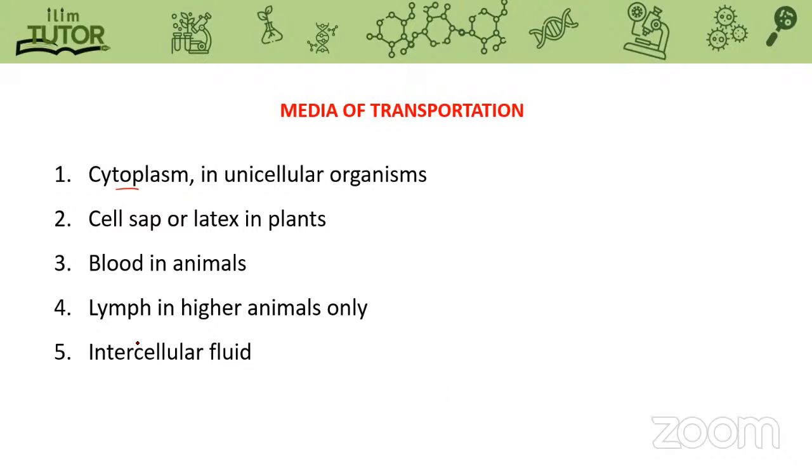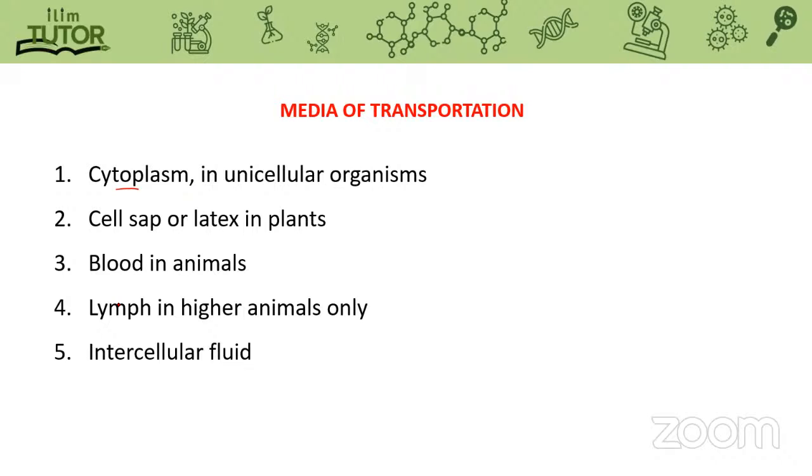And then we have number 3, blood in animals. So as far as animals are concerned, many of us are already familiar with the fact that the medium of transport in animals is the blood. And it is within the blood that the food molecules, the gases, the hormones, nutrients, what have you, are dissolved and are moved from one point to another.